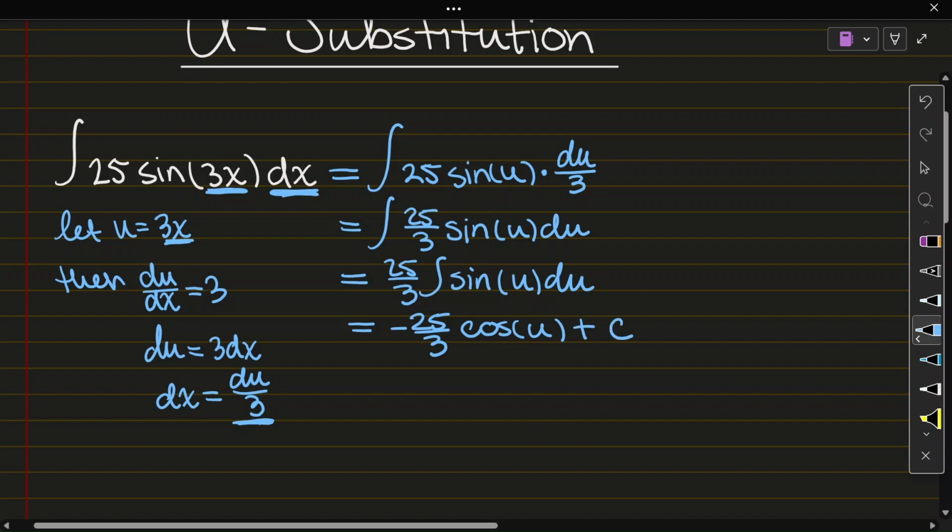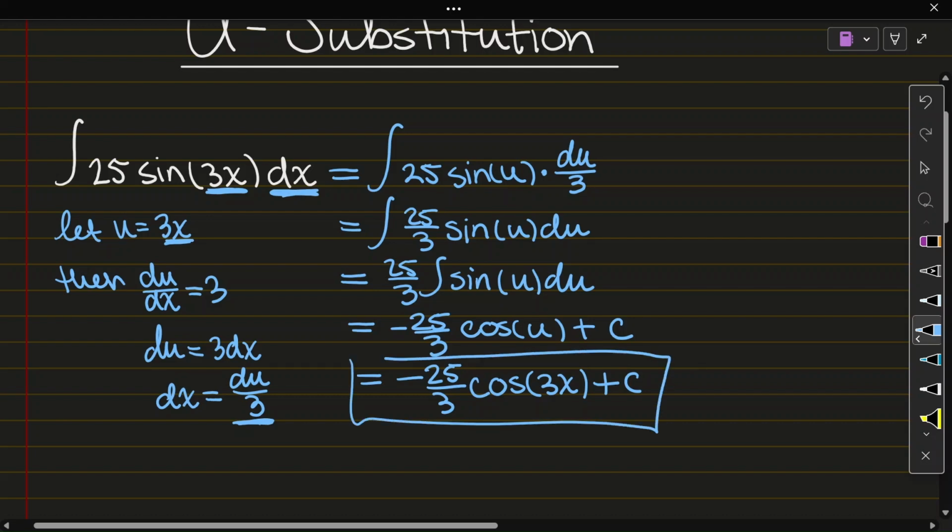plus c. Now, remember that my problem is asking about x. We're talking about x and dx, so we need to put things back in terms of x. So we will substitute our 3x back in for u. So this tells me that my final answer here is negative 25 over 3 cosine of 3x plus c. Okay. So that is how I would carry out U-sub for that problem.